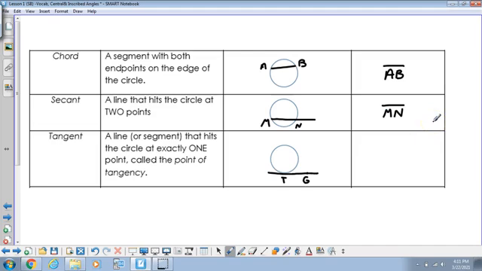A tangent is a line or a segment that hits the circle at exactly one point, and that's called the point of tangency. Like this one down here, it's not going through the circle, it's only touching it once, so it's a tangent. We'd name this one TG. If it's a segment, we give it a segment symbol. If it keeps going and it's a line, then we would give it a line symbol.